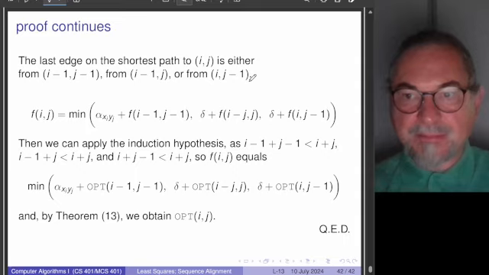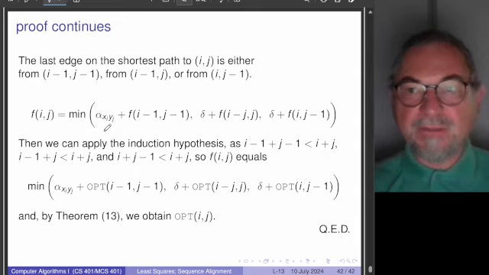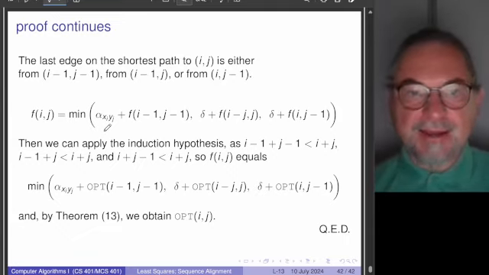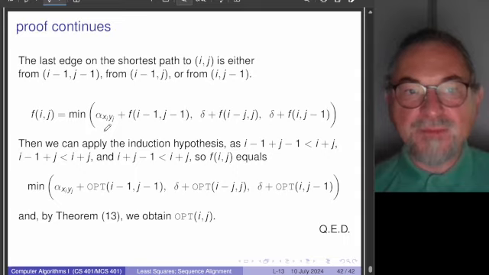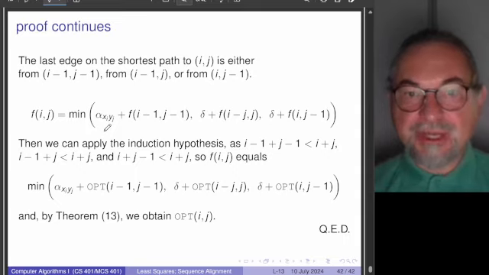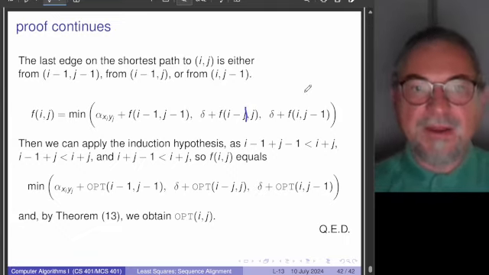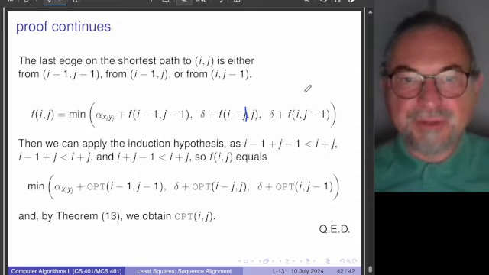So on the example I marked in red the optimal path. Either we went diagonally and we had to take into account the mismatch cost of the two characters, or we had a gap cost. And in all three cases, we see that i minus 1 plus j minus 1 is less than i plus j. Similarly, i minus 1 plus j is less than i plus j, and we have it also for the last case.